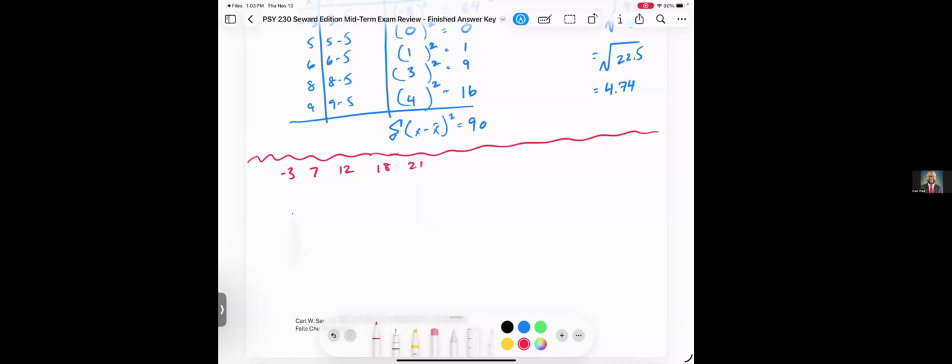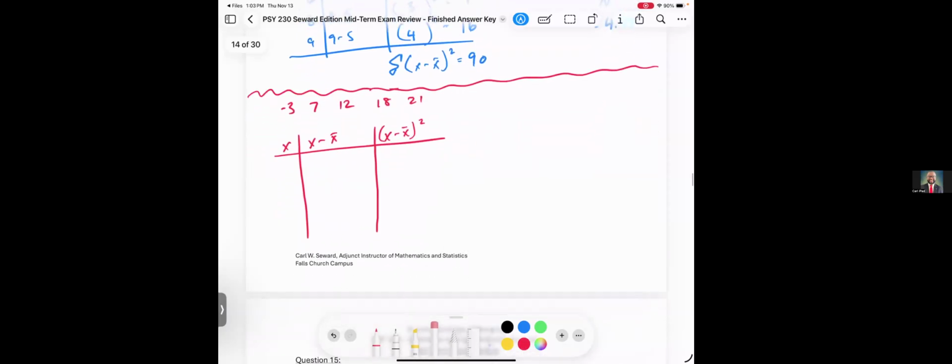Same script, different cast. I'm going to make my columns: X, X minus X bar, and X minus X bar squared. Give myself a little bit of space. And then I'll be able to get my answer. So I have -3, 7, 12, 18, and 21.